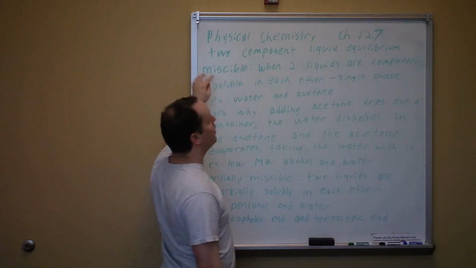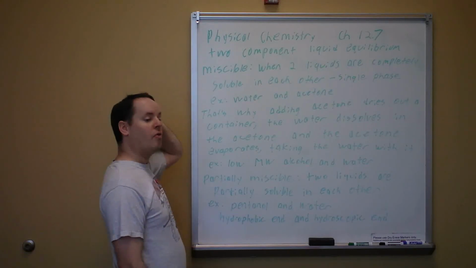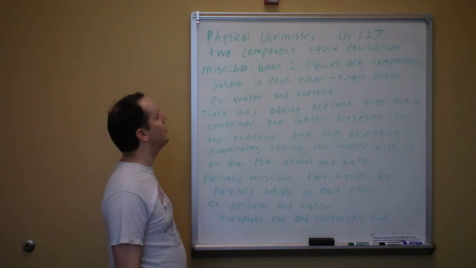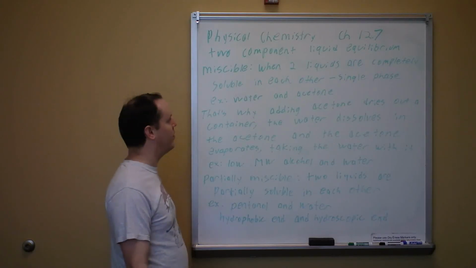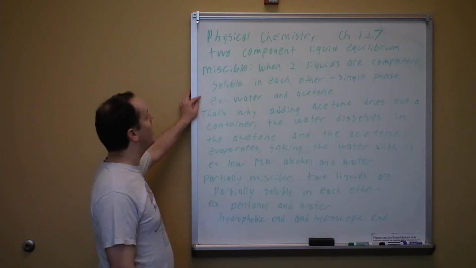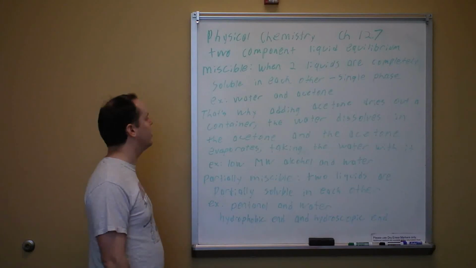Miscible is when two liquids are completely soluble in each other. That means any mole fraction, right? You can have 0 to 1 or anywhere in between, and they'll totally dissolve each other. So what this means is you're going to have a single phase. All the liquid is one phase. One example would be water and acetone. Those two will dissolve each other in any mole fraction.